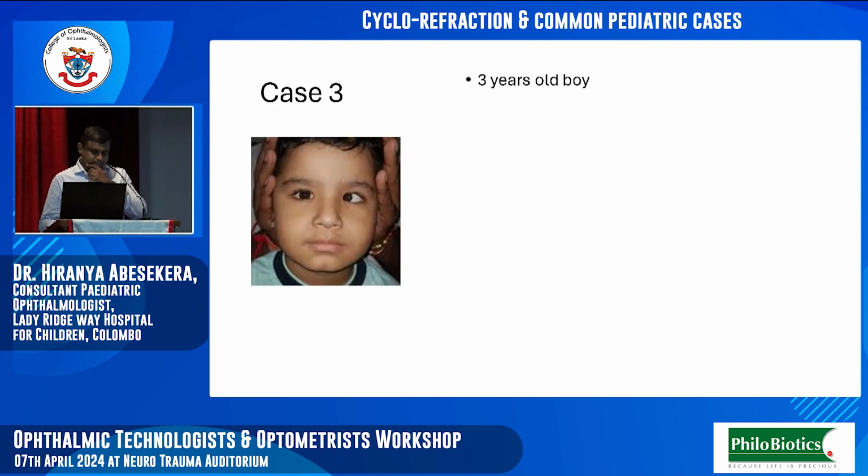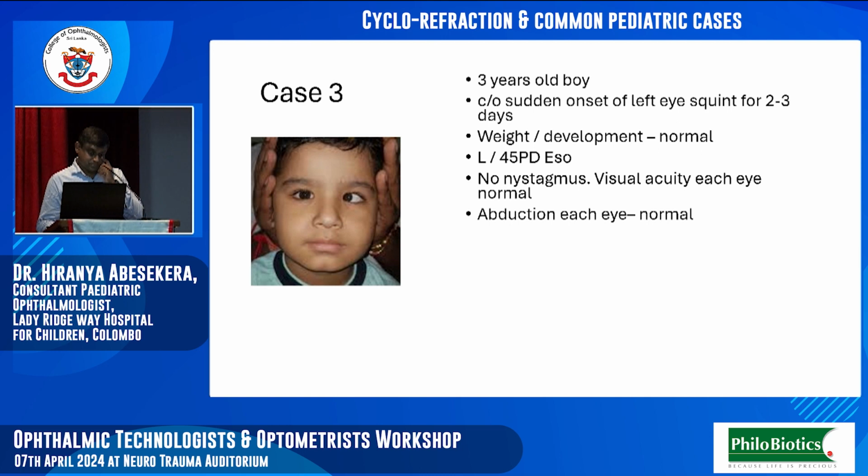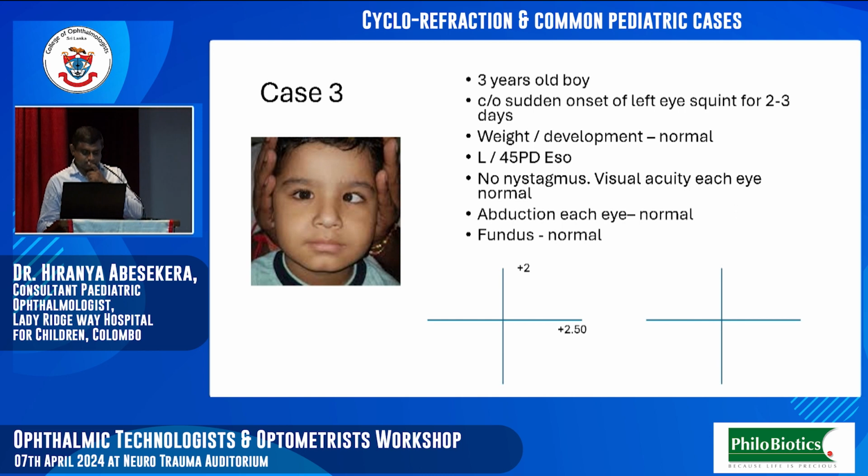Another case, a 3-year-old boy. This is a sudden onset, parents have noted, sudden onset squint over a few days. Child is otherwise normal, going to school, everything okay, and you see large ISO in one eye. Yeah, visual acuity is also normal, right? Abduction is normal, fundus normal. You do cyclo refraction, so it's like this. Working distance is like this. So what is your diagnosis?